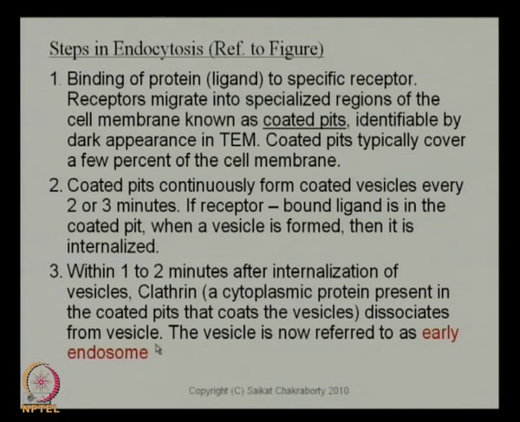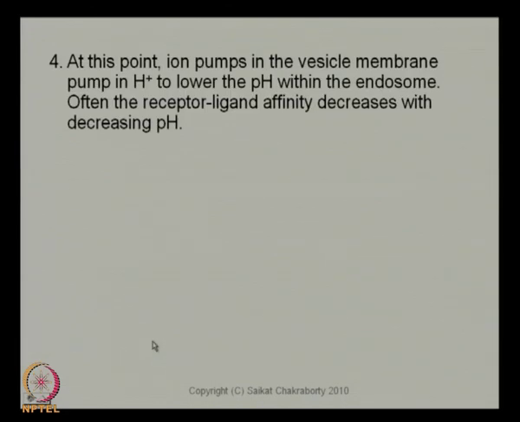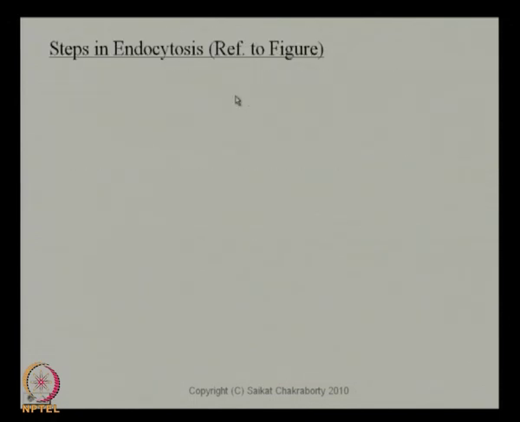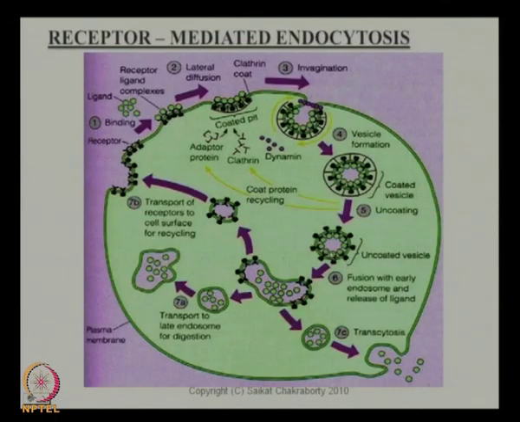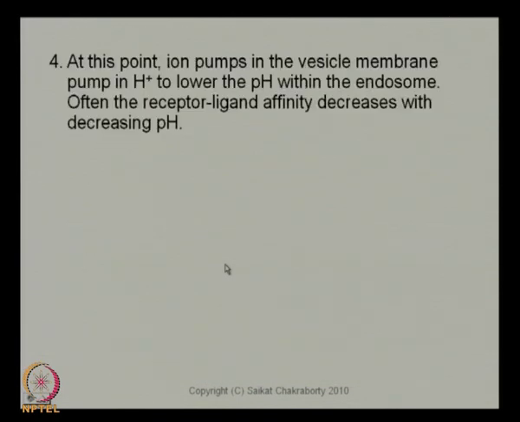Why is it called the early endosome? How is it different from the late endosome? It is the pH factor, as we just discussed. Now, the whole question of pH comes in. The early endosome, as you see in the picture, will have the receptors bound to the ligands, whereas this is the late endosome where there will be a dissociation, and how that dissociation is effected is through the hydrogen ion pumps.